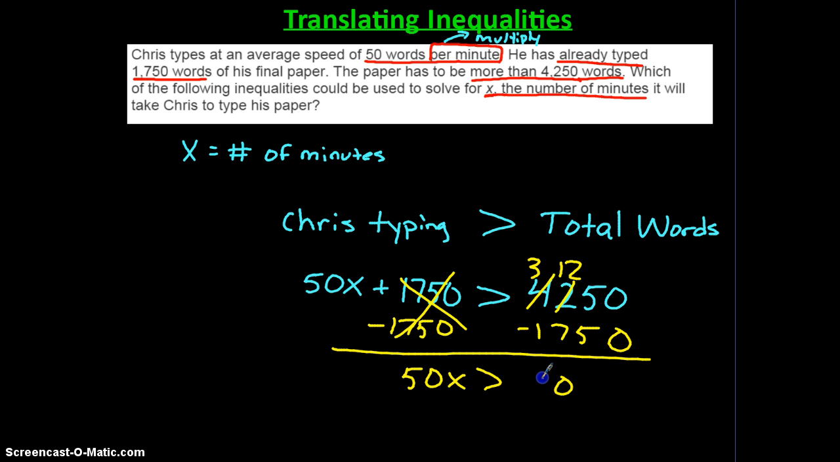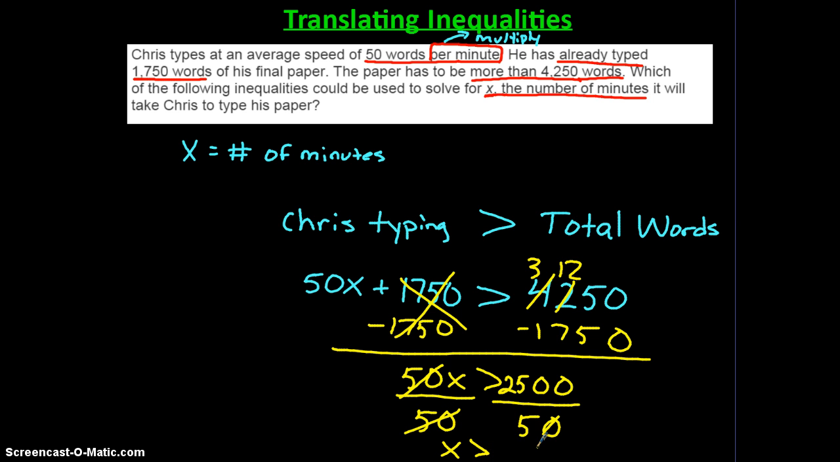So I have 0, 0, 5, 2,500, and then divide by 50. And this is nice and easy. What I like to do is, obviously 50x divided by 50 is just x because that was a positive. My inequality sign stays the same.